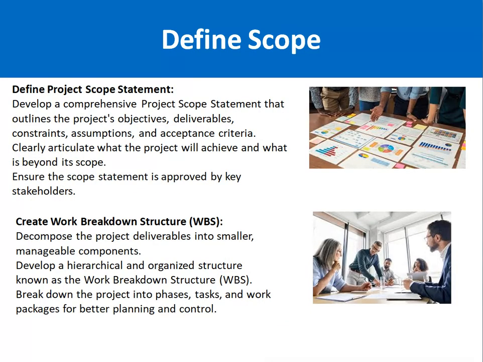Then, friend, define the project scope statement. The project scope statement basically outlines the project objective, deliverables, constraints, assumptions, and acceptance criteria. Here remember, friend, the first thing, deliverable, means the things which you are going to deliver. For example, you are making an e-commerce mobile application. So the mobile application is a deliverable.